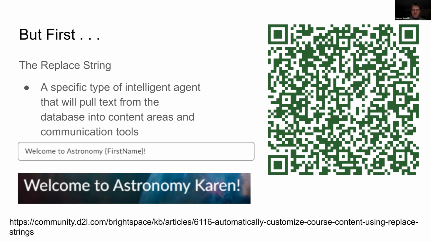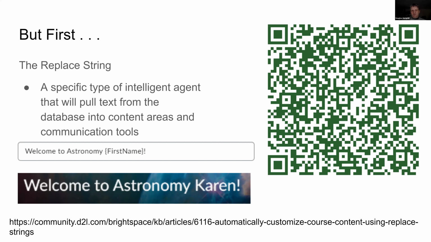However, before I get into what Brightspace actually calls an intelligent agent, I want to talk about a very specific type of intelligent agent called a replace string. And what this is, is just a very simple code that you can enter into any content areas and any communication tools, so announcements and emails, to pull information from the database and populate it uniquely for each student.